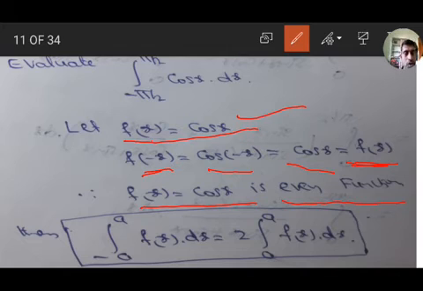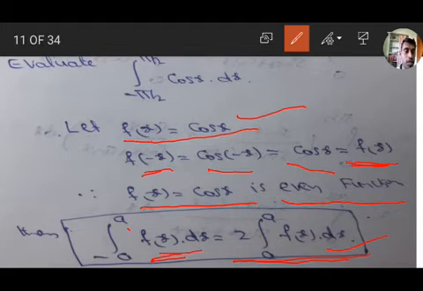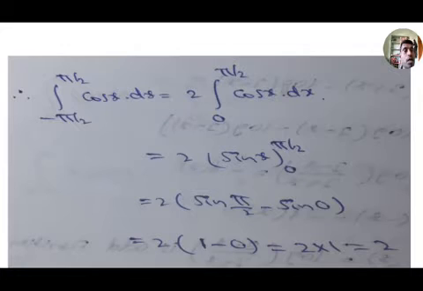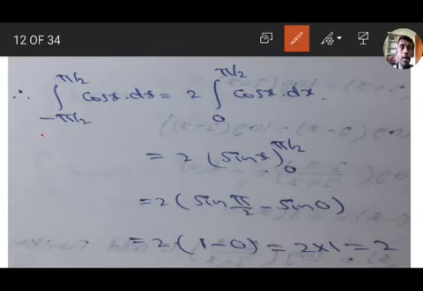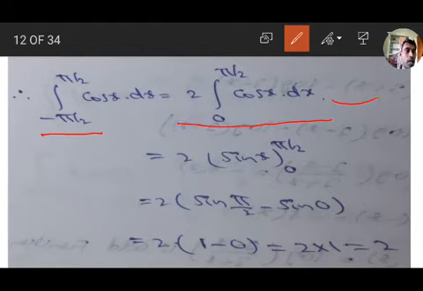Even function means the property: the integral from minus a to a of f of x dx equals 2 into the integral from 0 to a of f of x dx. If it is an odd function, the value is 0, but here the function is even. Therefore the integral from minus pi by 2 to pi by 2 of cos x dx equals 2 into the integral from 0 to pi by 2 of cos x dx.